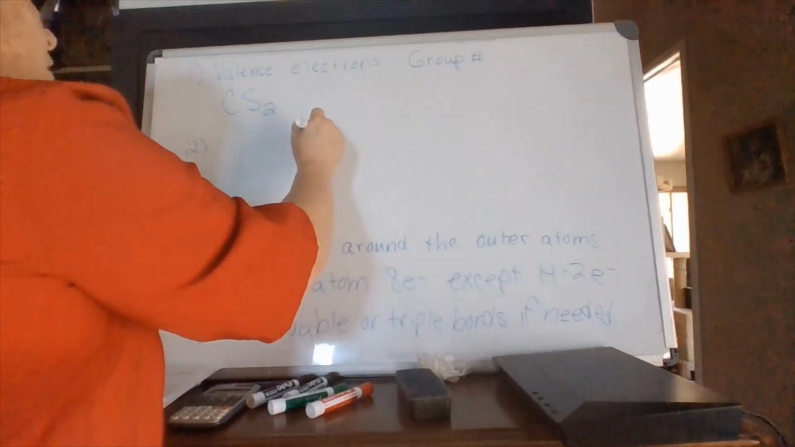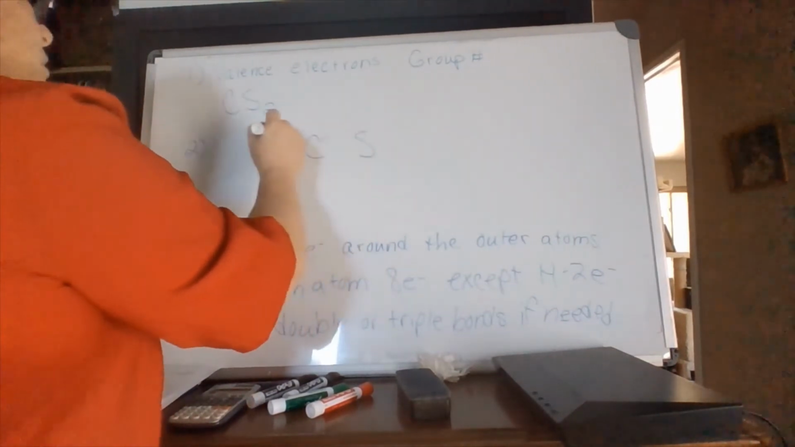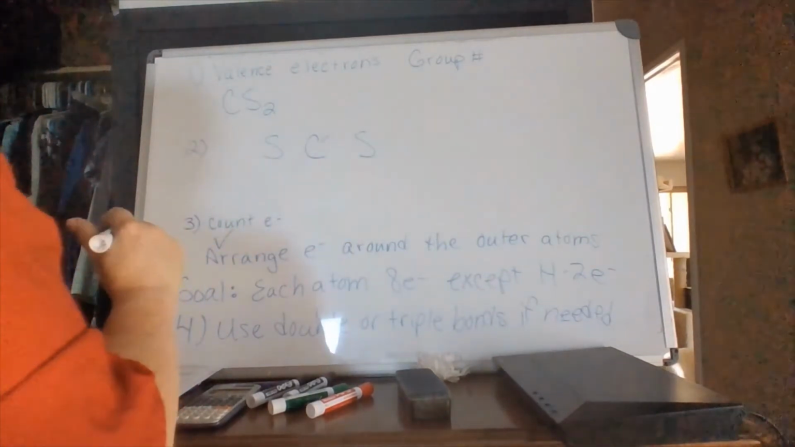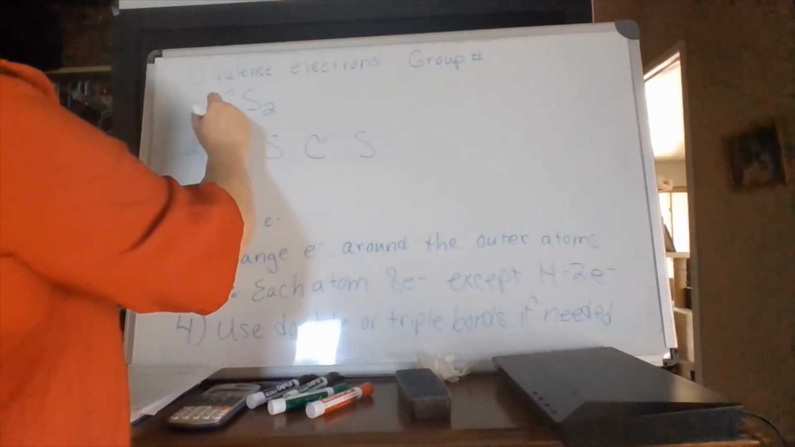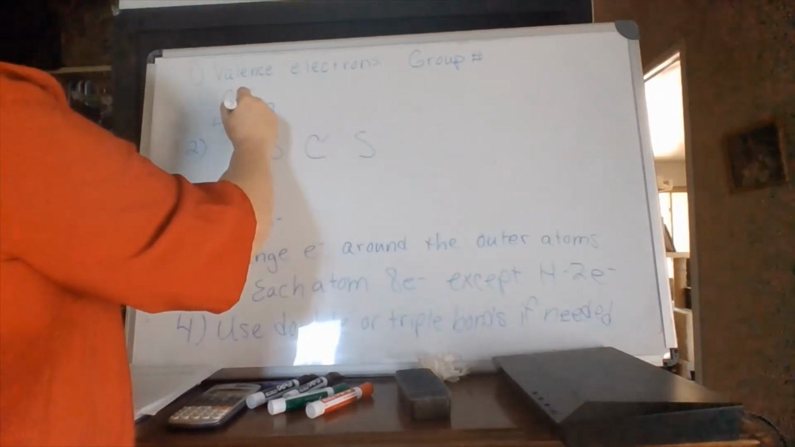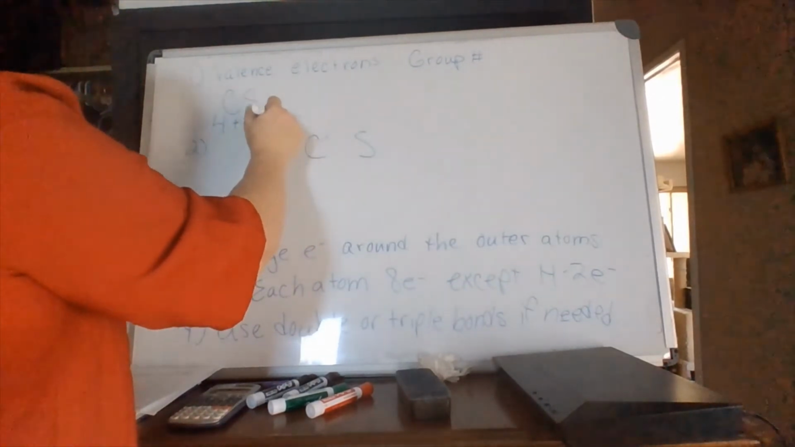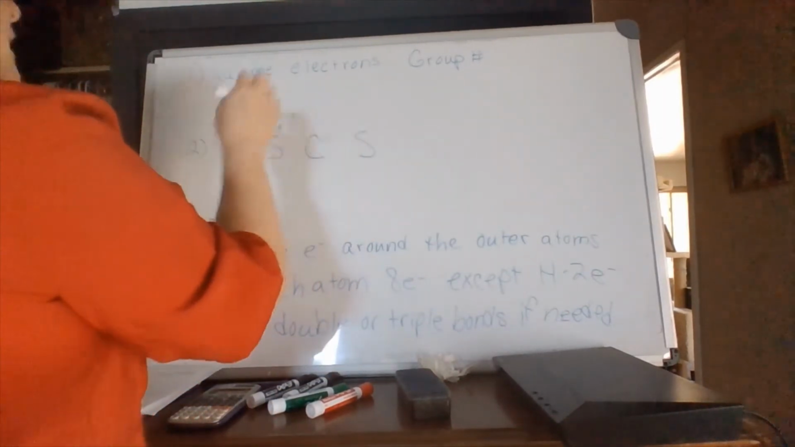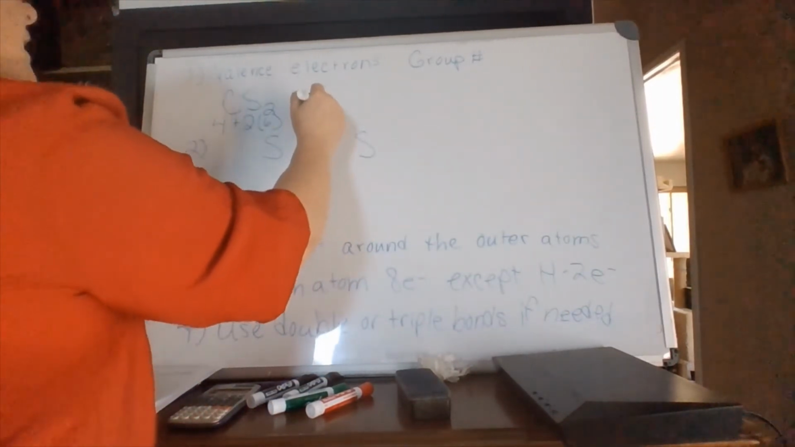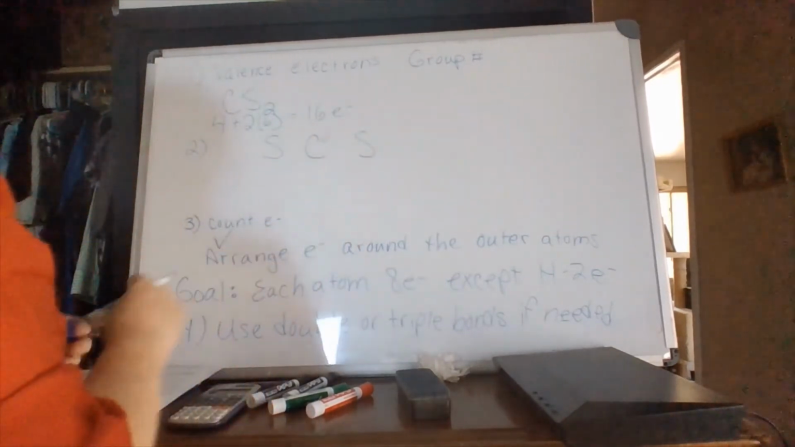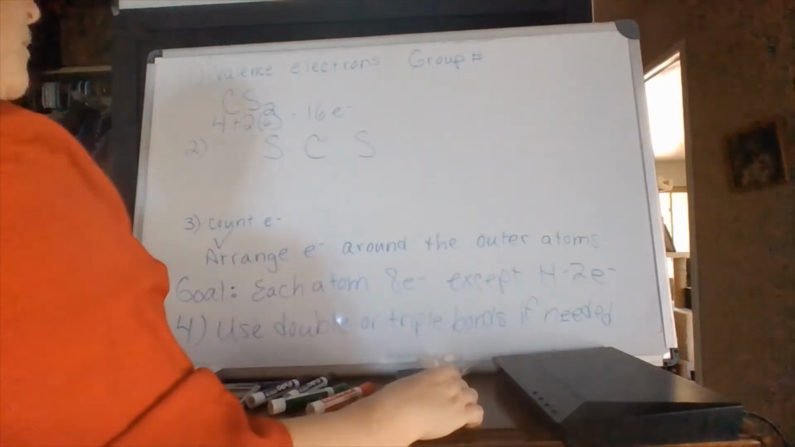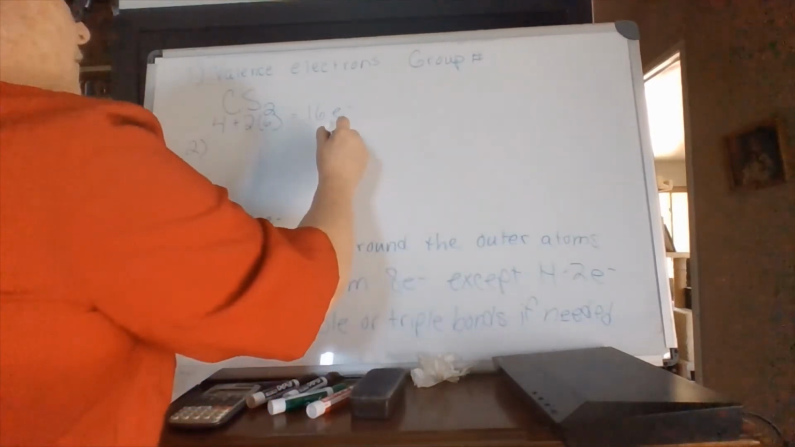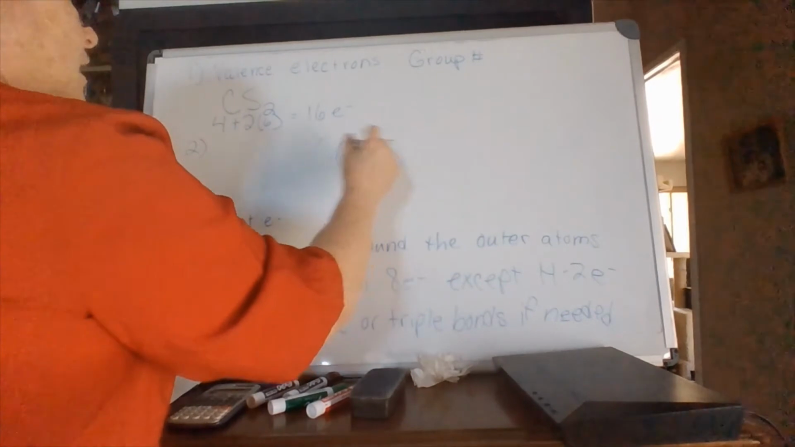So again, I'm going to put carbon in the middle, and I'm going to put a sulfur on each side. And I forgot to add up my valence electrons. So carbon has 4. Sulfur is in group 6. So each sulfur brings 6 electrons. So that's 12 plus 4 is 16 electrons. So I need to have 16 electrons in my picture before I'm done. And I need to have everyone feel like they have 8 electrons.